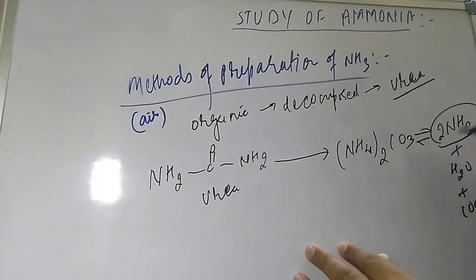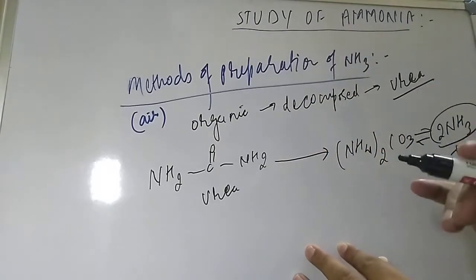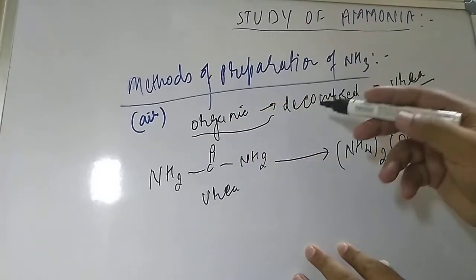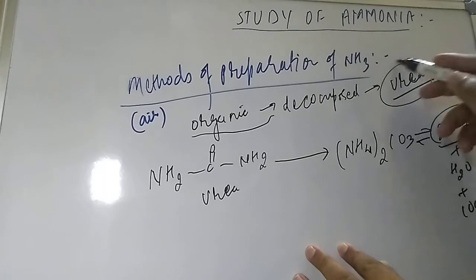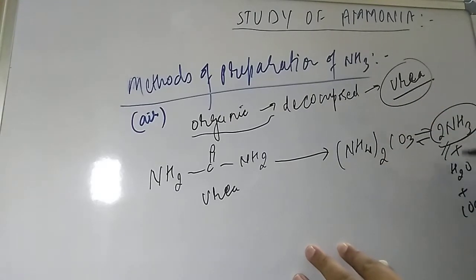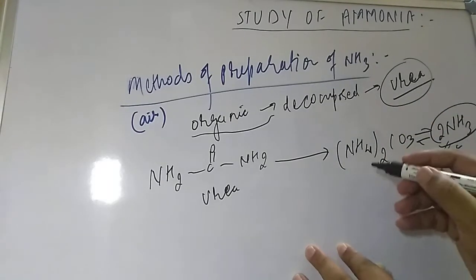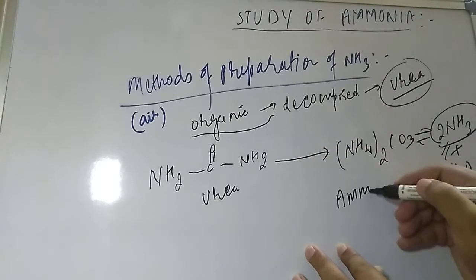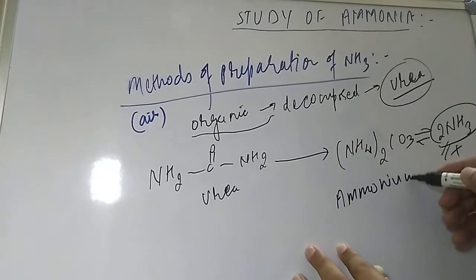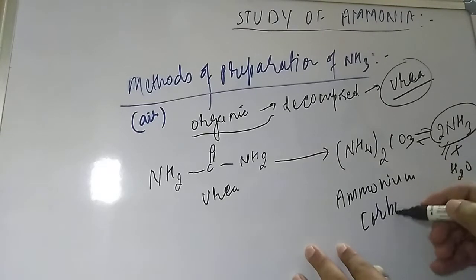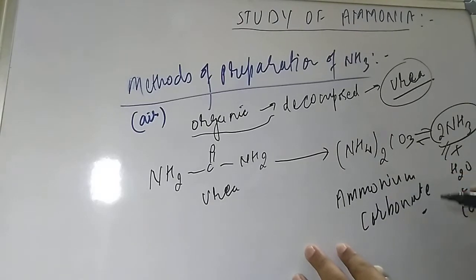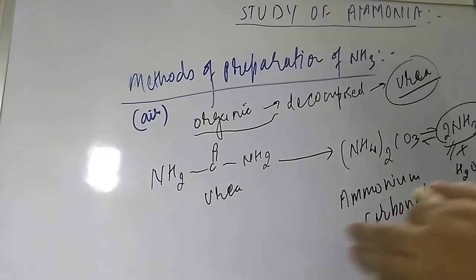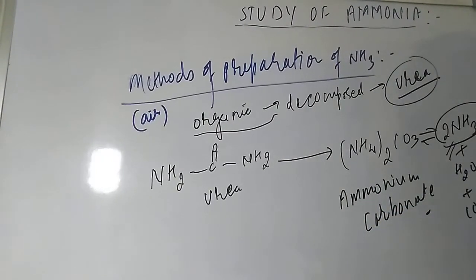So a small quantity of urea is already present in the air, or when organic materials in the earth decompose they give urea, and from there also a small amount of ammonia is prepared. Firstly urea is converted into ammonium carbonate, which decomposes into ammonia and carbon dioxide. So this is the first method, the availability of ammonia.